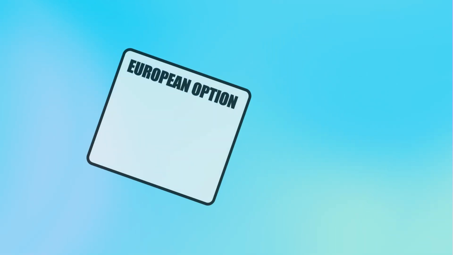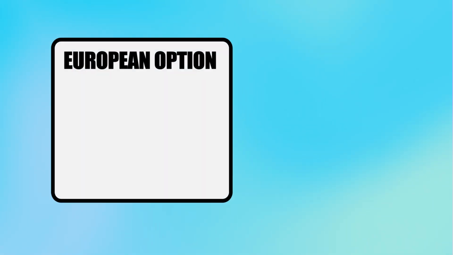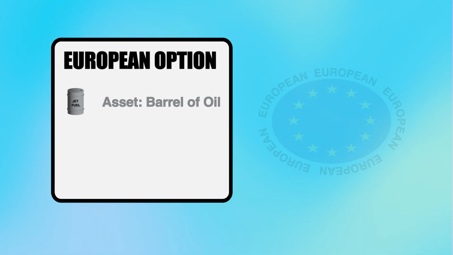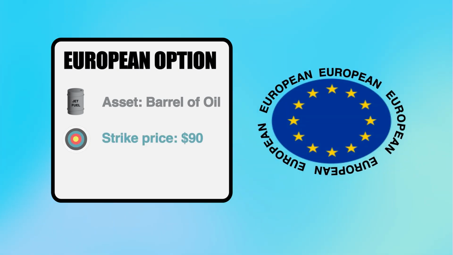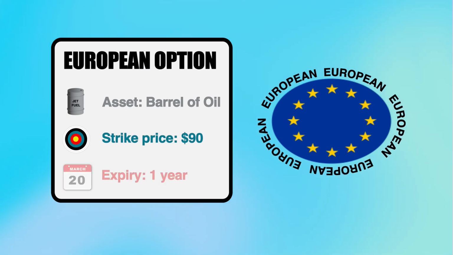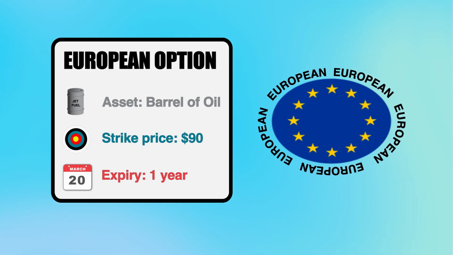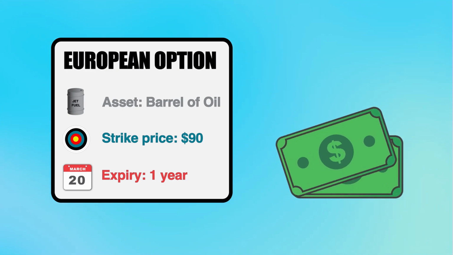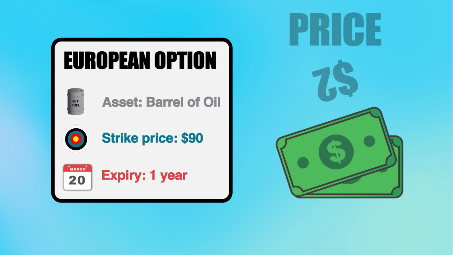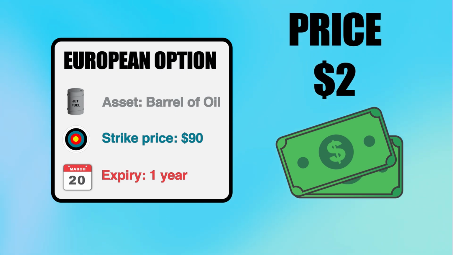We will use a hypothetical option on a barrel of oil. We will stick to the following credentials: a European call option with a strike price of $90 that expires in exactly 1 year. Oil is currently trading at $85. At the time of purchase, the option is valued at $2. Therefore, the option buyer will have an opportunity, but not an obligation, to purchase a barrel of oil for $90 exactly 1 year in the future.